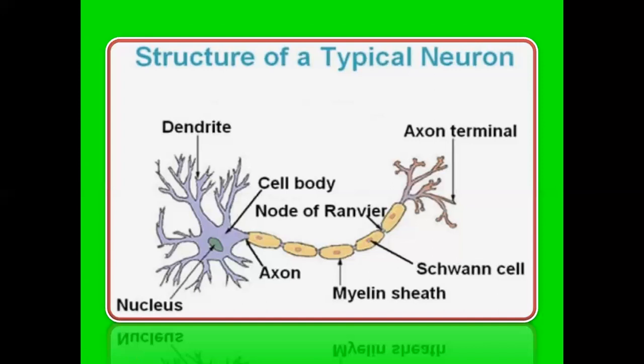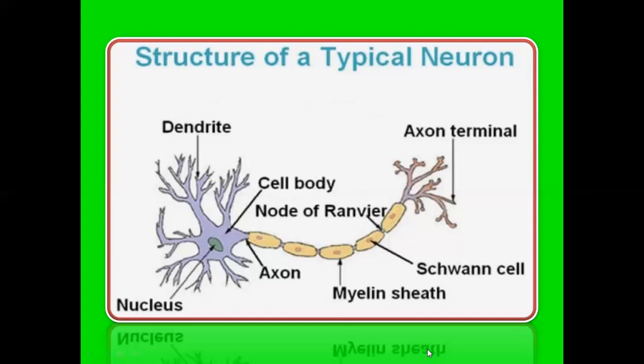Between two myelin sheaths, you can see there is a gap. It is called the node of Ranvier. This is the node of Ranvier, the gap between two myelin sheaths. Also, you can say the node of Ranvier is the area where there is no myelin sheath. Is it clear?